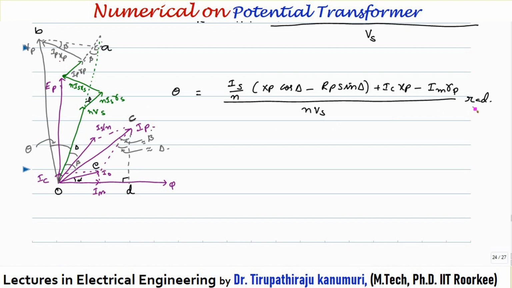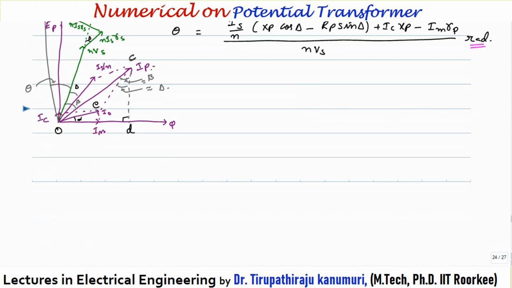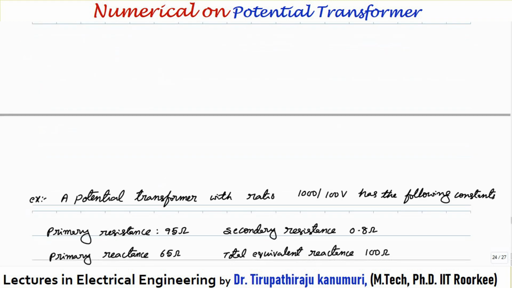You have to remember here, because there will be confusion. The value of theta is in radians. You have to please remember this one. So if you want it in degrees, you have to convert from radians to degrees.